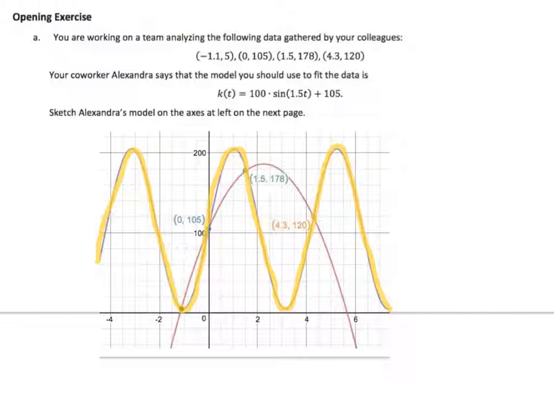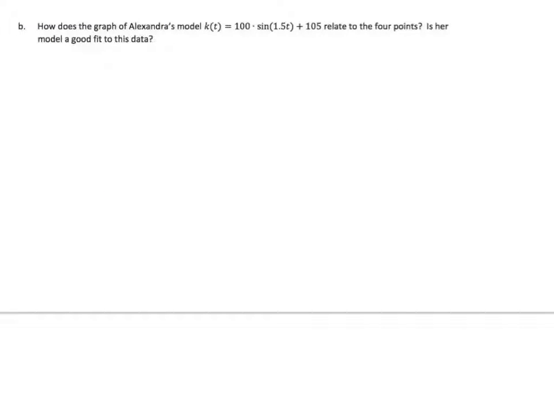Okay, ignore the quadratic one. All right, as you can tell, it hits every single point perfectly. I missed one. There it is. Okay, next, how does the graph of Alexandra's model relate to the 4 points? Is her model a good fit for the data? It seems perfect, right? It goes straight through or close to all the points, so the model fits the data really, really well.